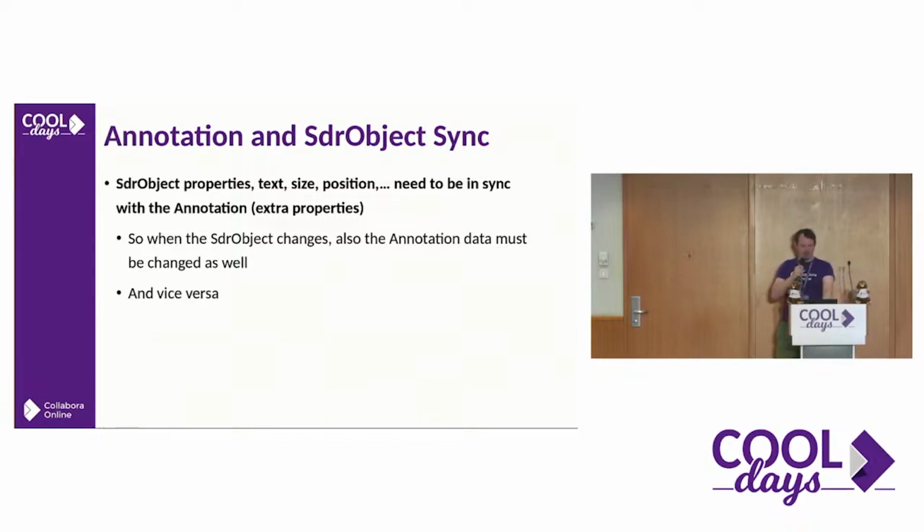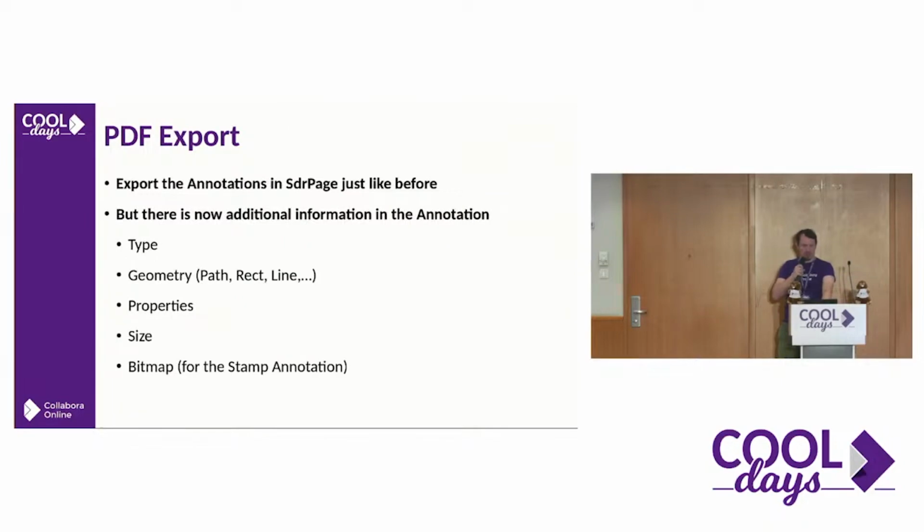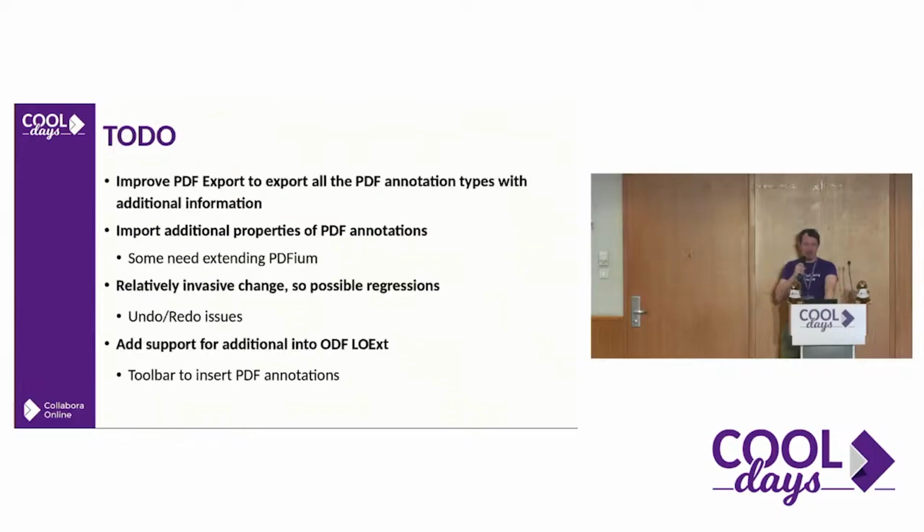But they can diverge. So on the PDF export side, now that we have SdrObjects and we have the SdrPage which has connections to the objects, we can export them and just go through the annotations normally. And what I added is support for exporting the other properties, like type, geometry, position, size, and even the bitmap itself, to the PDF as a proper PDF annotation.